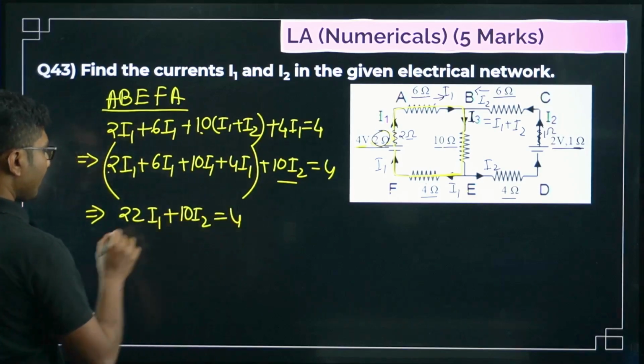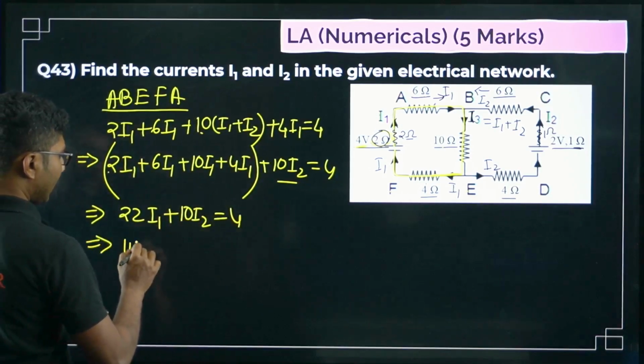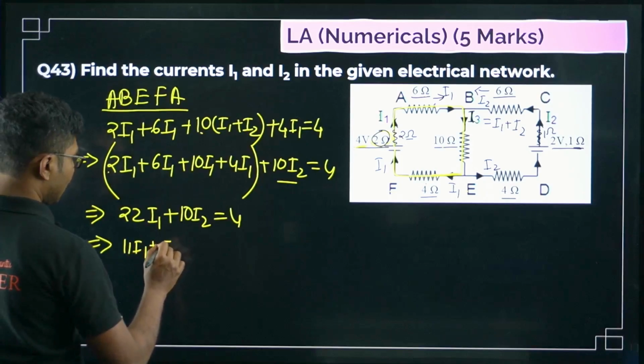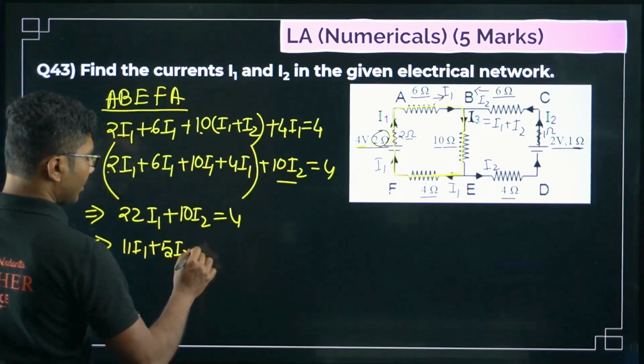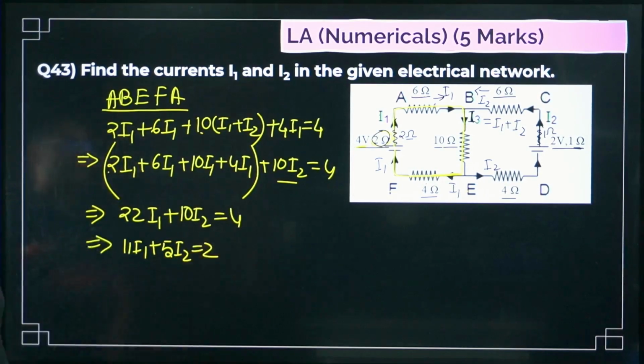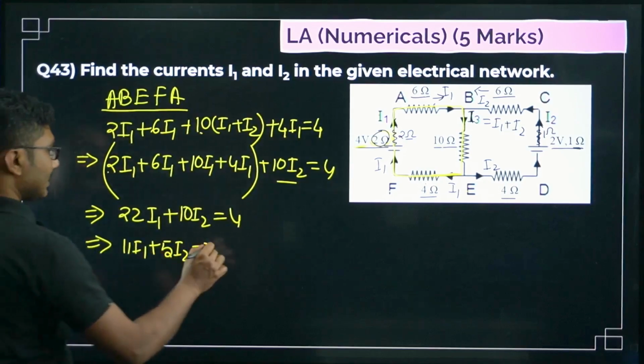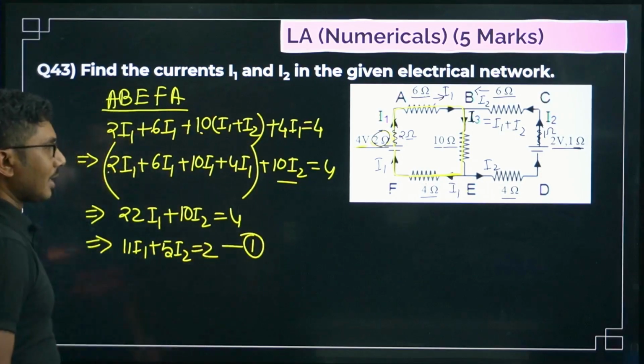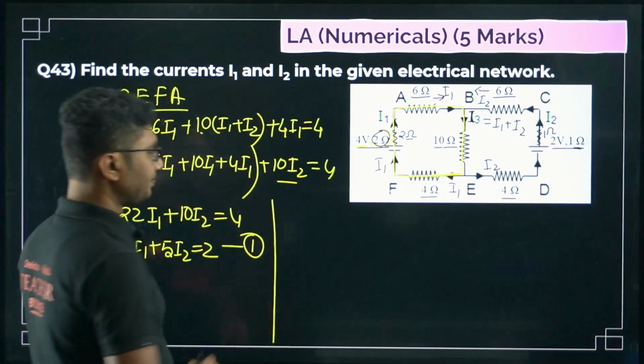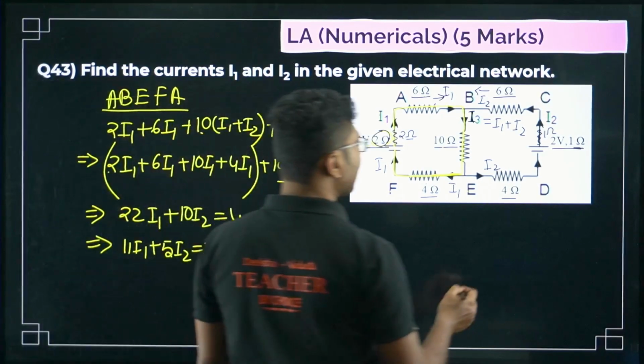Now we can divide every number by 2. So 11I1 plus 5I2 equals 2. Right? This is the first circuit. This is equation 1. Now we will use equation 2. How do we do that?